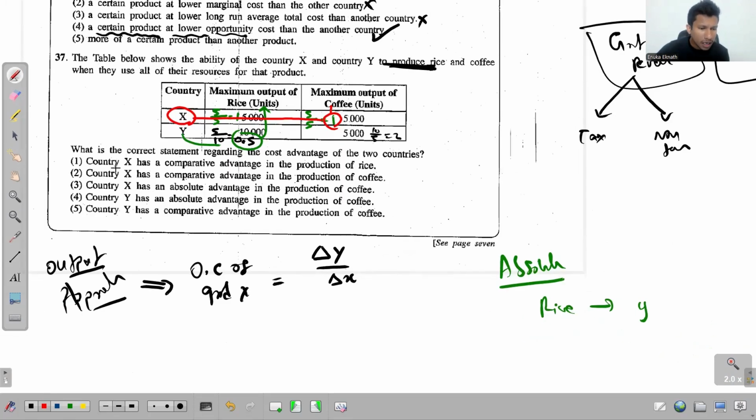So look at this one. Country X has comparative advantage in producing rice. No, it's the opposite, right? Country X has comparative advantage in producing coffee. Yes, that's what we calculated and recognized. Country X has the lowest opportunity cost when it comes to the production of coffee. So the answer for this question 37 is the second one.